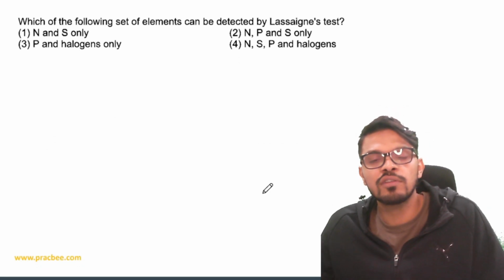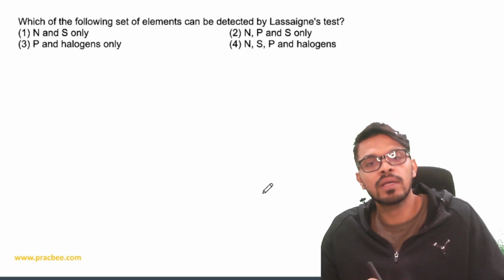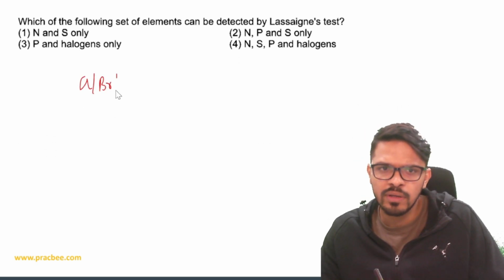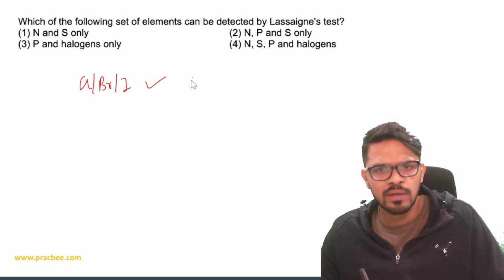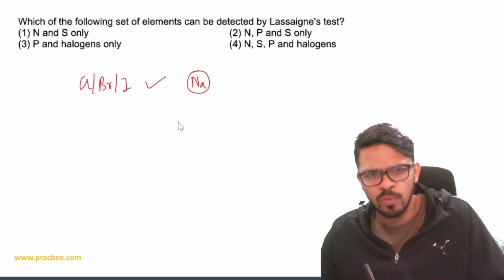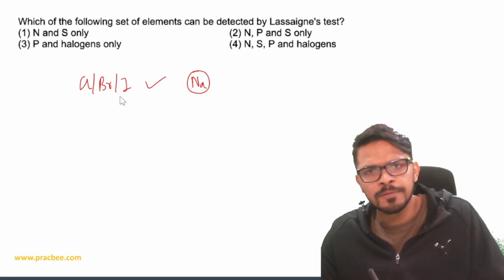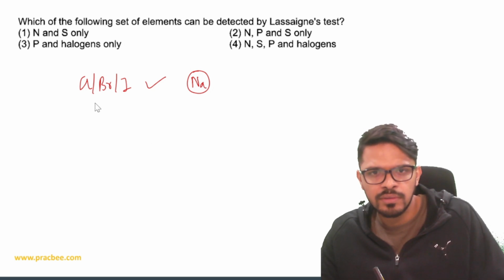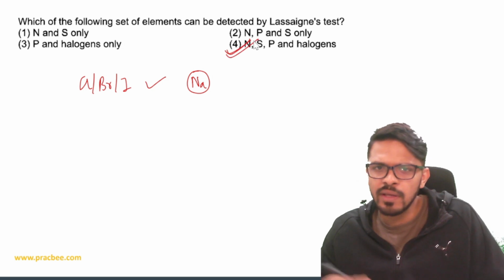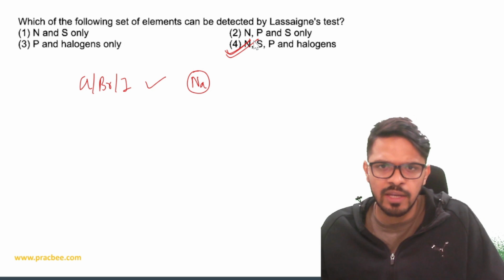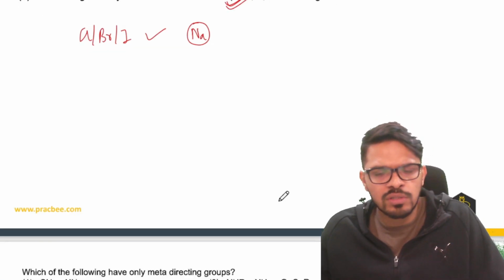Which of the following sets of elements can be detected by Lassaigne's test? Through Lassaigne's test I can determine halogens, chlorine, bromine, iodine by making the respective sodium halide. We basically use sodium extract to convert the covalent nature into ionic nature. N also, sulfur also, phosphorus also. We basically can use Lassaigne's test for each and every element. That is correct. N, S, P and halogens all are correct.